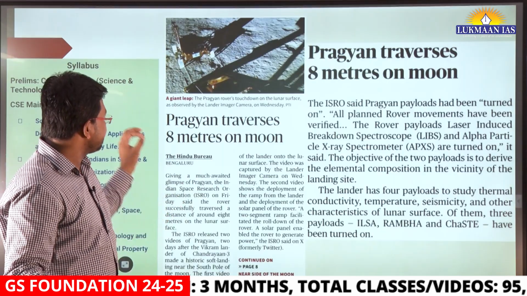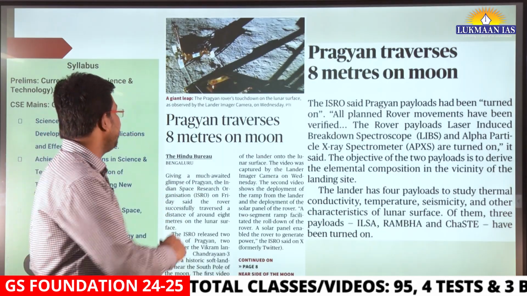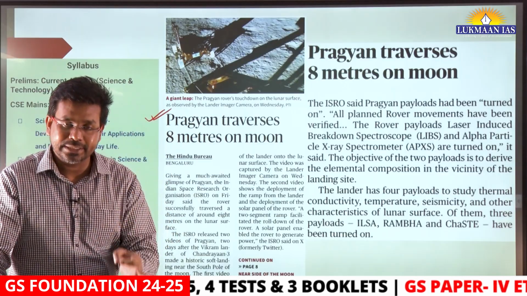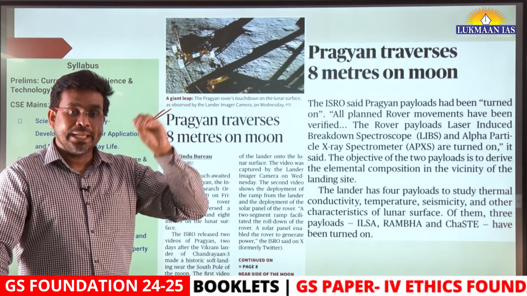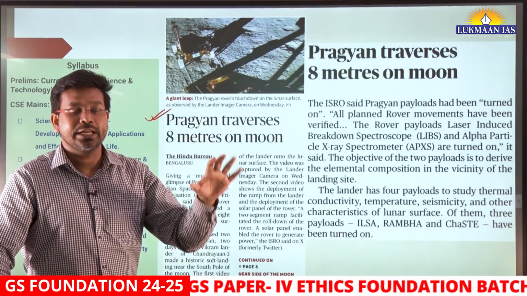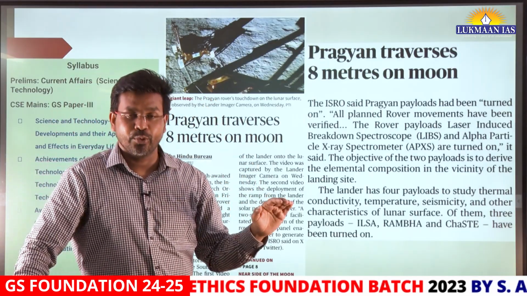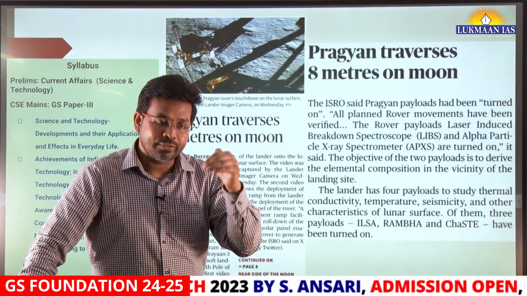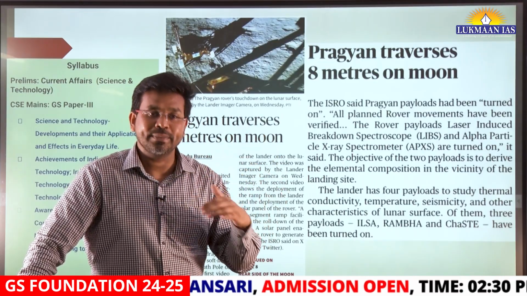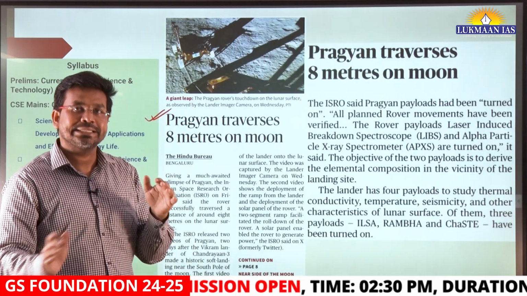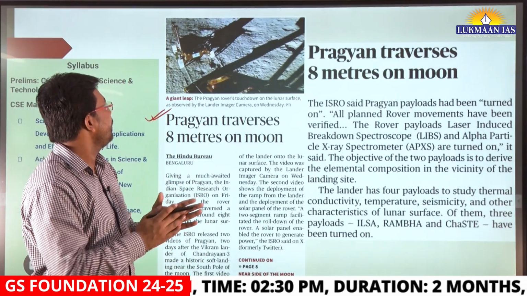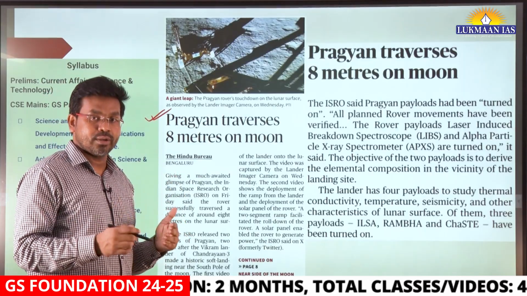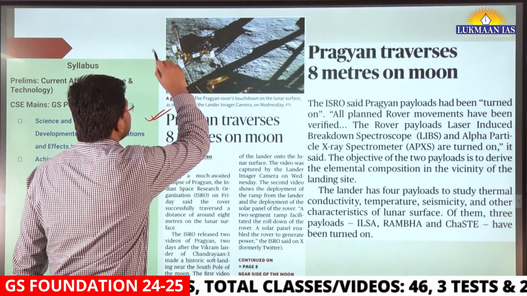This topic says Pragyan traverses 8 meters on the moon. As we know, the Indian Space Research Organization has made a soft landing of the lander module on the surface of the moon, in the south pole of the moon. After the soft landing, the rover came out of the lander. Inside the lander module, we had a rover module, and that rover module has been made to travel on the surface of the moon.